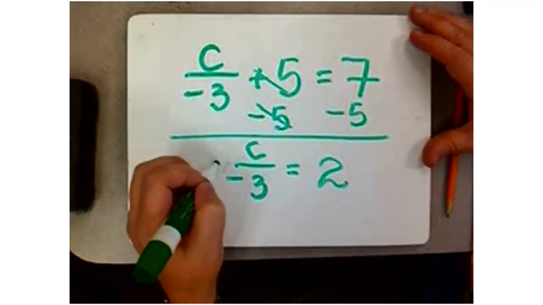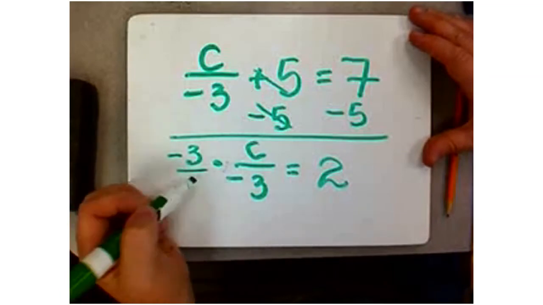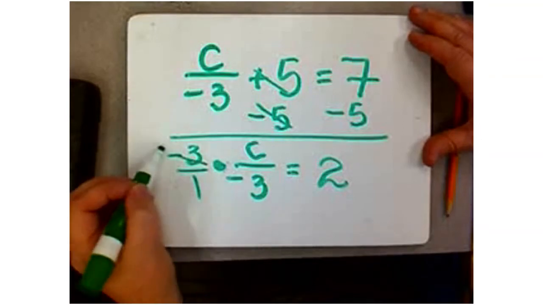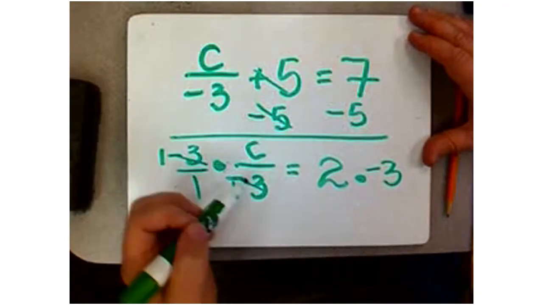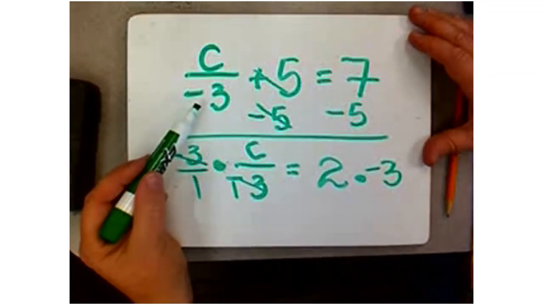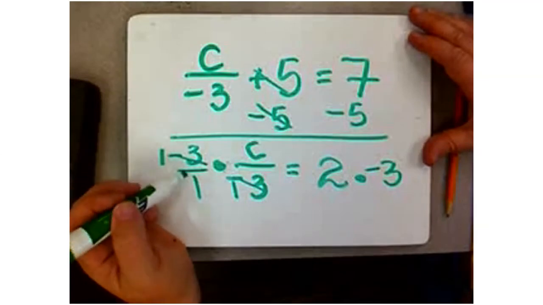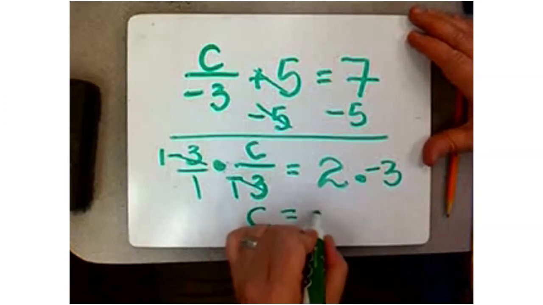We want to multiply by a negative 3 because it's c divided by negative 3. You could write negative 3 over 1 to show the multiplication there and how it cancels. So multiply by a negative 3 on the other side. Notice I multiplied by the same number, negative 3, because we want the negative times the negative to become that positive 1 on the left-hand side. So 2 times negative 3, c equals negative 6.